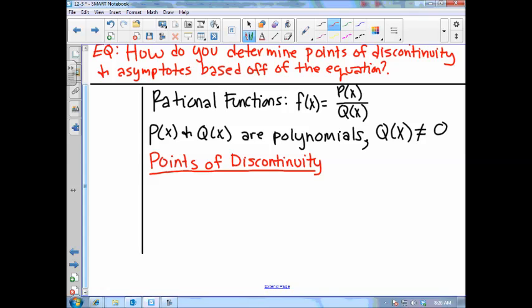And what does discontinuity mean? Any ideas? Yeah, discontinuous. So the opposite of discontinuous would be? What's the opposite of being discontinuous? There we go, continuous. That's what we're looking at today.